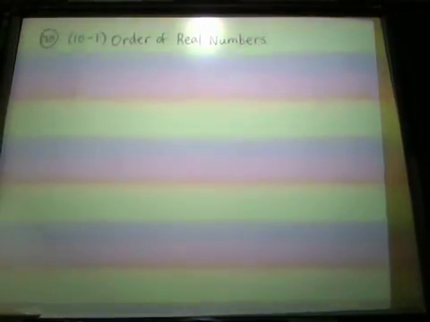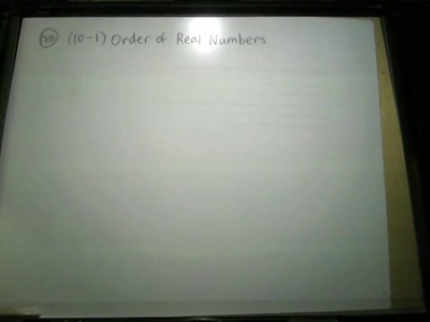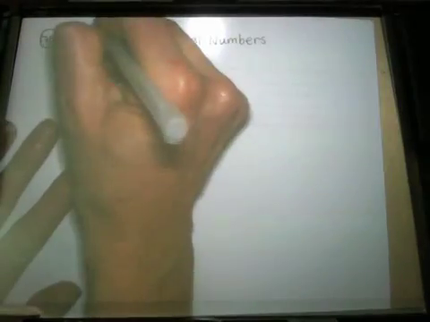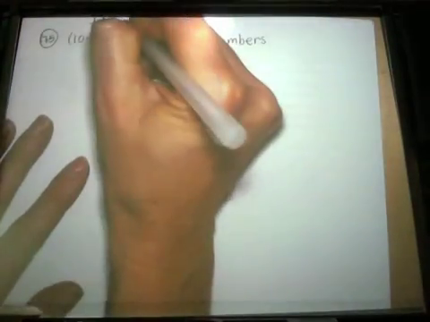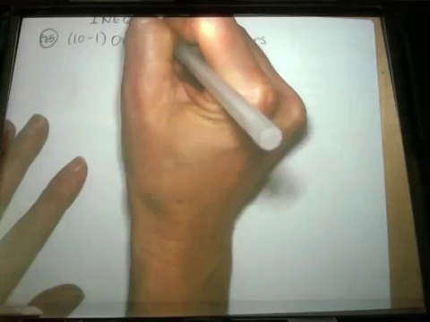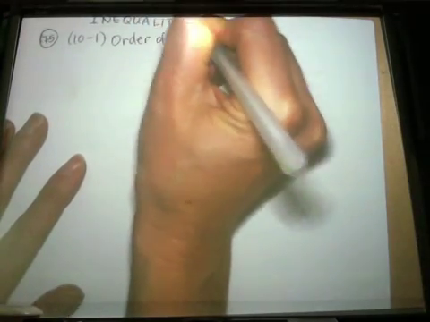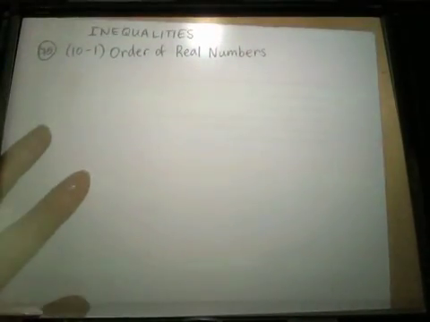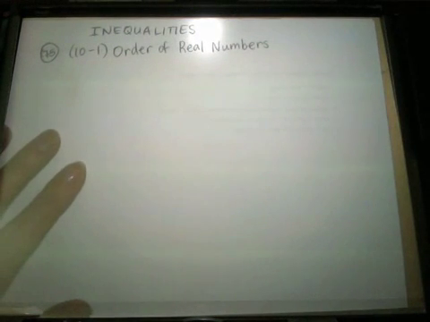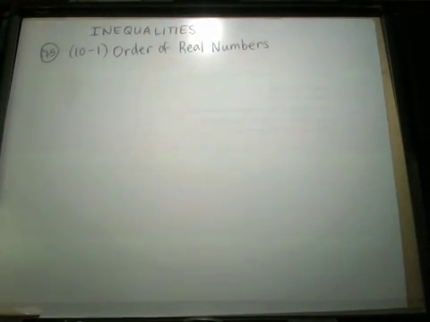Hopefully this work will be not too difficult. Order of real numbers is the name of this topic. Overall, just so you know, chapter 10 is all about inequalities. Greater than, less than, greater than or equal to, less than or equal to, all of that stuff. So the first thing that we're going to talk about is just this greater than, less than idea.